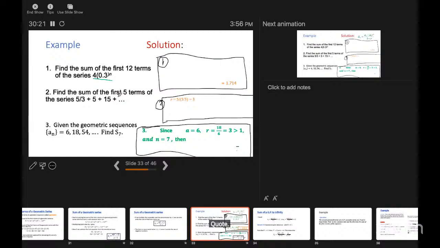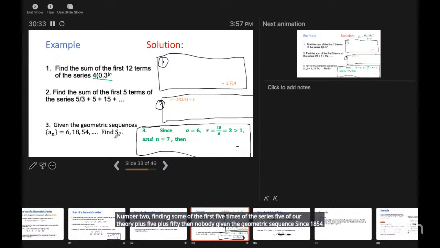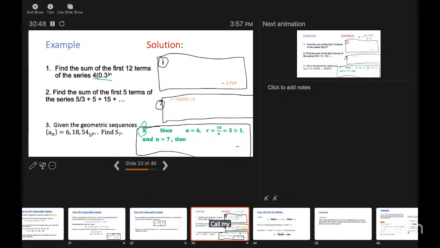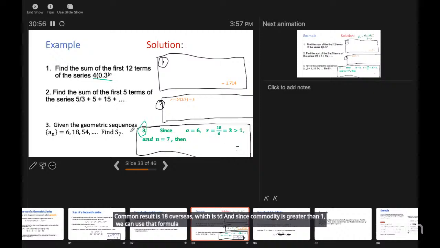Number 2, find the sum of the first 5 terms of the series 5/3 plus 5 plus 15. Then number 3, given the geometric sequence 6, 18, 54, find S7, the sum of the first 7 terms. Look at the solution of number 3 here. In this case, A is 6, the common ratio is 18/6, which is 3. And since the common ratio is greater than 1, we can use that formula and you'll be able to get S7.